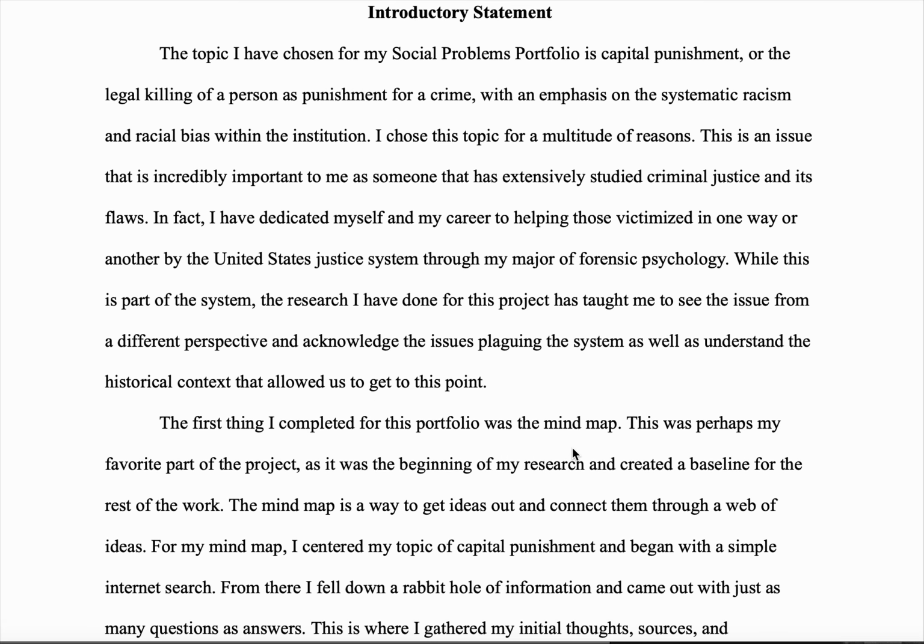This is an issue that is incredibly important to me as someone that has extensively studied criminal justice and its flaws. In fact, I have dedicated myself and my career to helping those victimized in one way or another by the United States justice system through my major of forensic psychology. While this is part of the system, the research I have done for this project has taught me to see the issue from a different perspective and acknowledge the issues plaguing the system, as well as understanding the historical context that allowed us to get to this point.